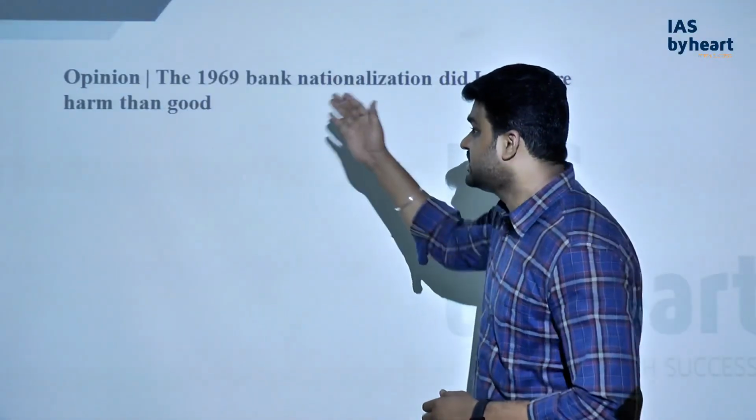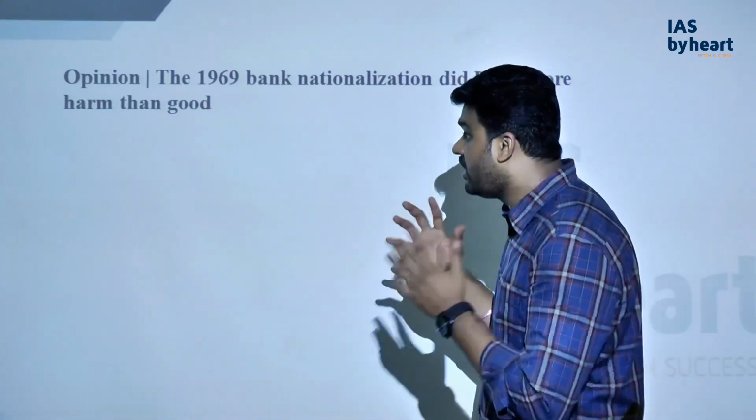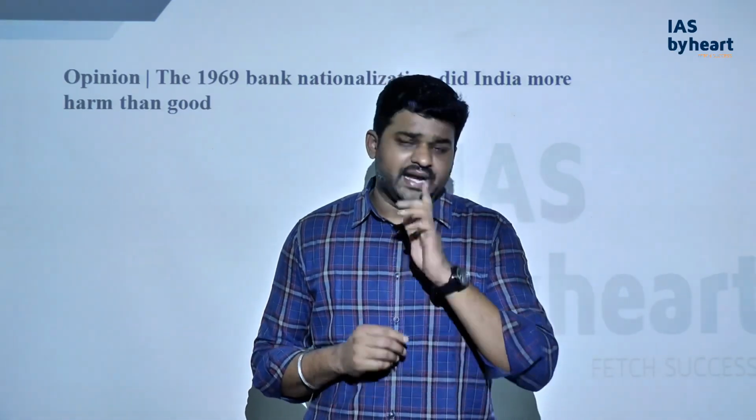There was a recent article: did the 1969 bank nationalization do India more harm than good? Whether bank nationalization is good or bad, we will discuss in a separate video. Anyhow, let me explain the facts of bank nationalization. The first bank to be nationalized in India was RBI, the Reserve Bank of India, in 1949. The second bank to be nationalized in India was State Bank of India in 1955. Then the third set of nationalization was done by the Prime Minister Indira Gandhi in 1969.